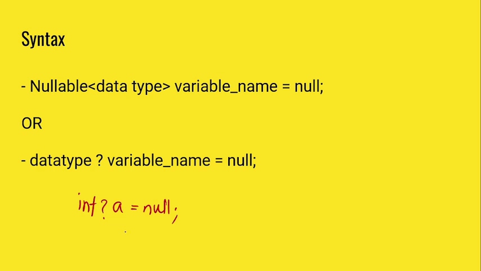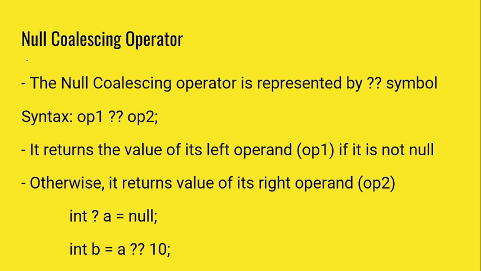Now in continuation with this, we have something called the null coalescing operator. Now let us see what the null coalescing operator is. The null coalescing operator is represented by this double question mark symbol. Now the syntax is simple: op1 double question mark op2, or op1 null coalescing op2. Now what exactly does it mean?